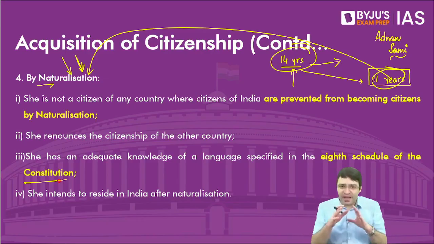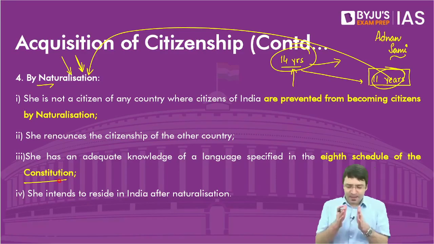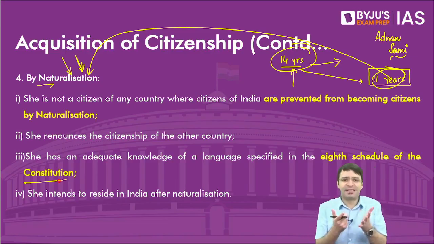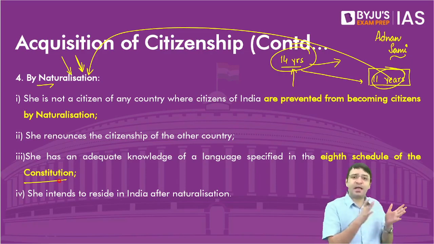So what are the ways by which one can acquire the citizenship of India? One is by birth, clear? The other is by descent. The other is by registration. The other is by naturalization.